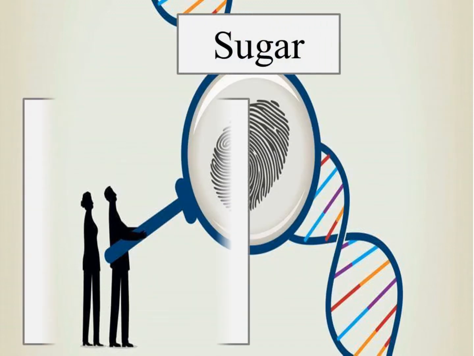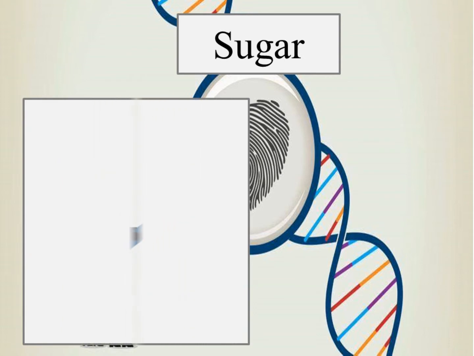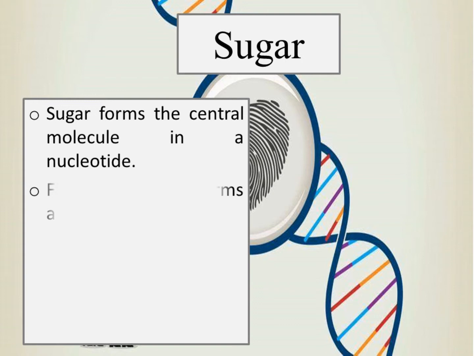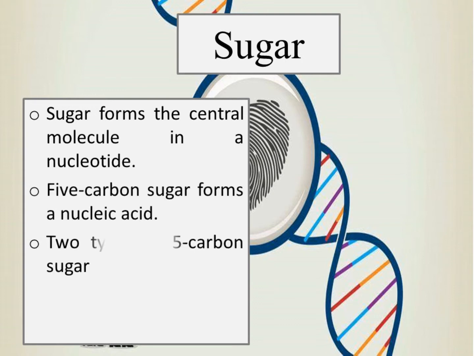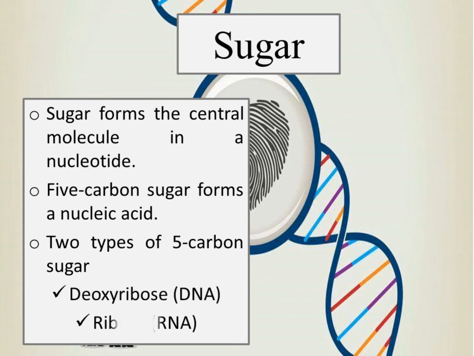Sugar. Sugar forms the central molecule in a nucleotide. A 5-carbon sugar forms a nucleic acid. Two types of 5-carbon sugar: deoxyribose, DNA, and ribose, RNA.